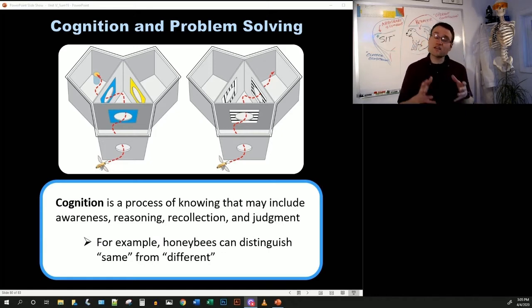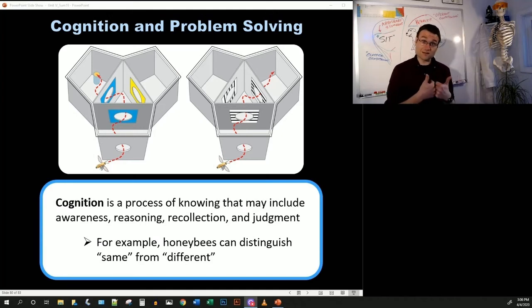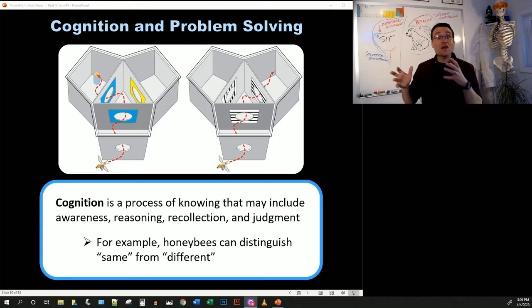Cognition is a process of knowing that involves awareness and reason and judgment and recollection. It's thinking about things. It's problem-solving type behavior. So what does my dog do when he hears that command find? Well, first he realizes that someone's missing from the room and he needs to go collect them. He knows that he gets his reward if he touches his nose to the person who is missing. That's his victory condition.